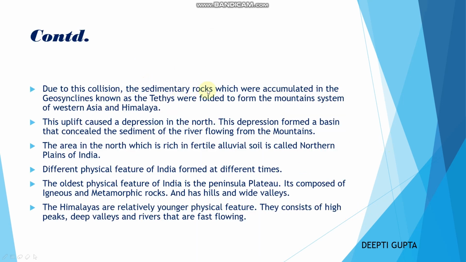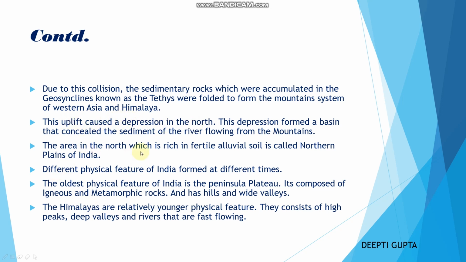Due to this collision, the sedimentary rocks which had accumulated in the geosyncline known as Tethys were folded to form the mountain system of Western Asia and the Himalayas. They were folded and formed this mountain area which you know by the name Himalaya. This uplift caused a depression in the north. This depression formed a basin that was filled with the sediments of the rivers flowing from the mountains.